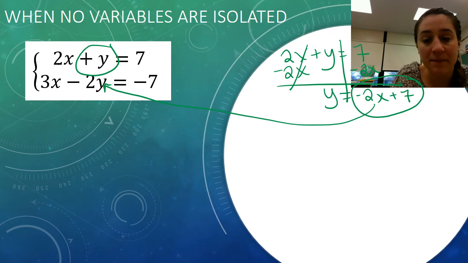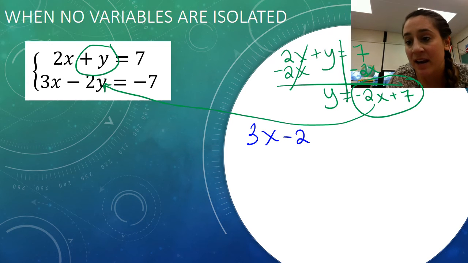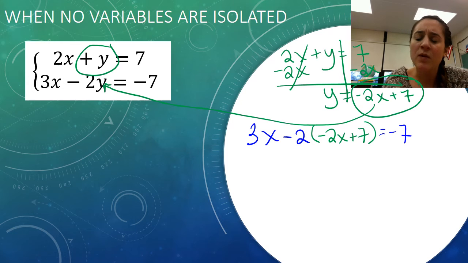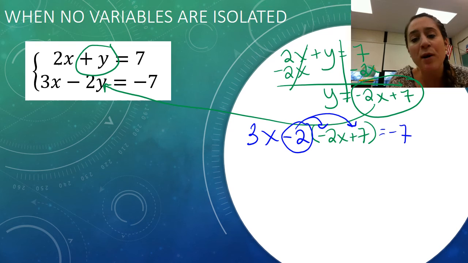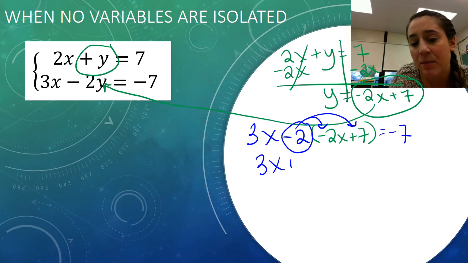So watch as I do that. I'm going to rewrite the whole equation. 3x minus 2, and again, I'm substituting negative 2x plus 7, equals negative 7. Okay, now I'm just going to go through the process of solving for a variable. So I'm going to do my distributive property, my combining like terms, all that stuff. 3x plus 4x minus 14 equals negative 7.